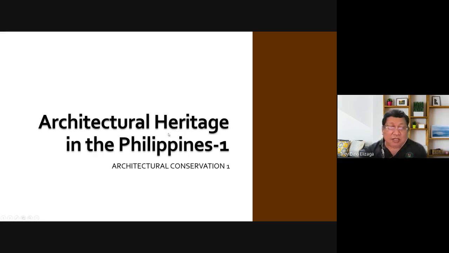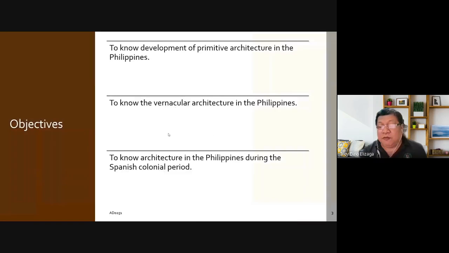So, architectural heritage in the Philippines. For today, we will try to achieve these following objectives: to know the development of primitive architecture in the Philippines, to know the vernacular architecture in the Philippines, and to know architecture in the Philippines during the Spanish colonial period. A lot of these slides are on the last part, about the Spanish colonial period. Similarly, in part two, most of the slides will be about the American colonial period, because that's where we have so many examples. There's also a lot of examples in the Spanish colonial period.